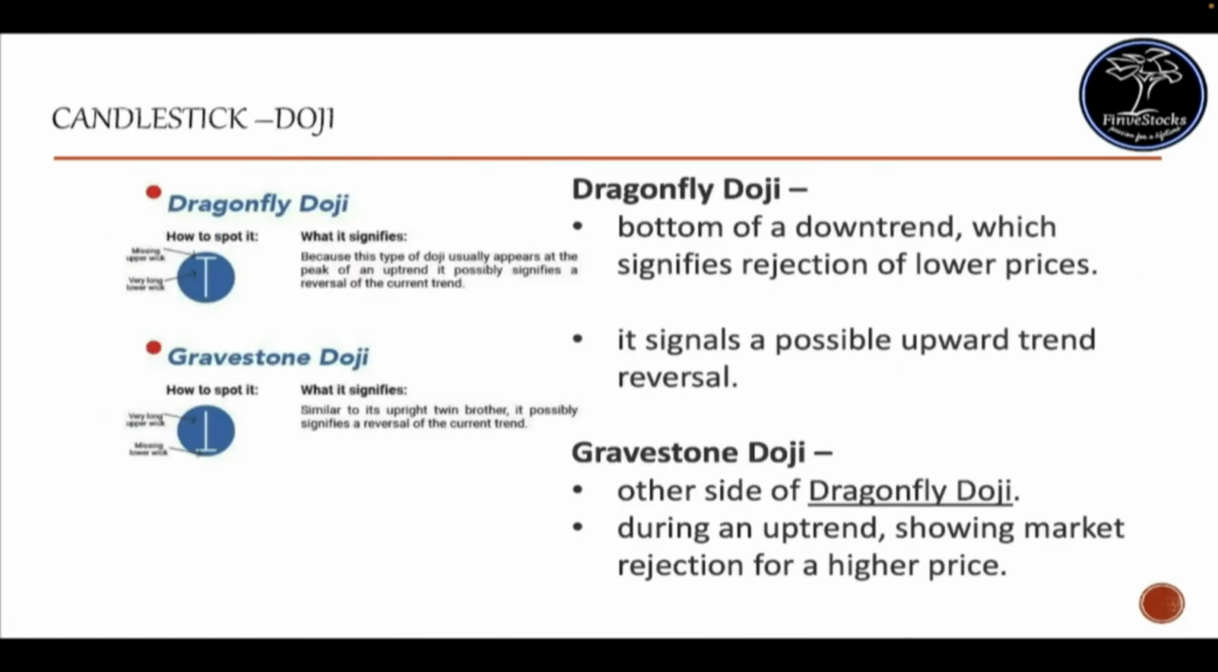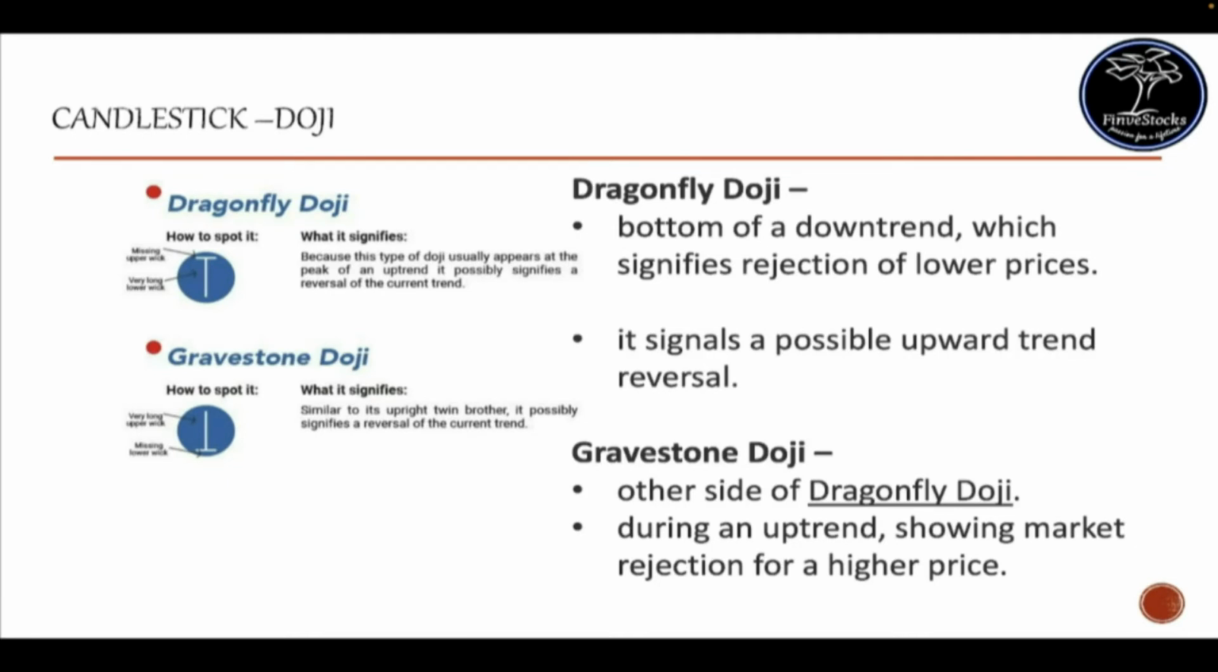The third one is the dragonfly doji. The dragonfly doji will have no wick on the top and a big long wick on the bottom. Because this type of doji usually appears at the peak of an uptrend, it possibly signifies a reversal of the current trend.